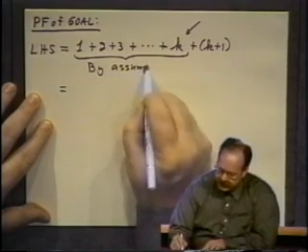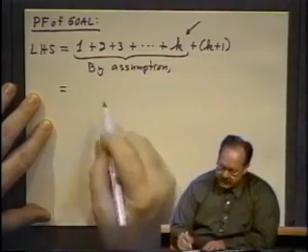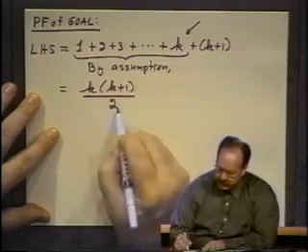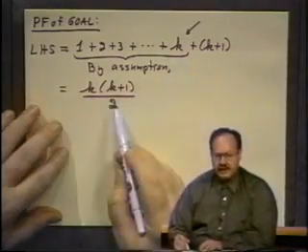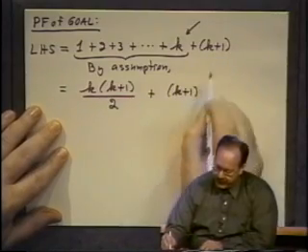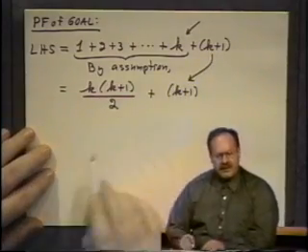I know exactly what this is. By assumption, this is k times k plus 1 over 2. The first k numbers add up to this. And then I will just bring that k plus 1 down here. So now I have this expression.